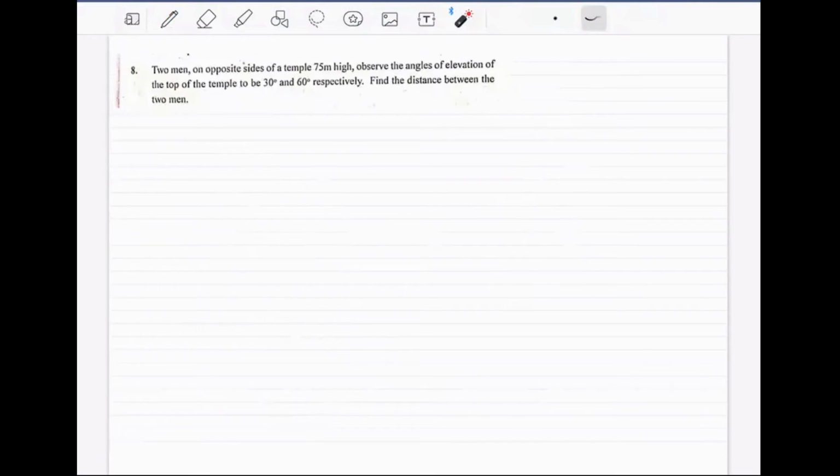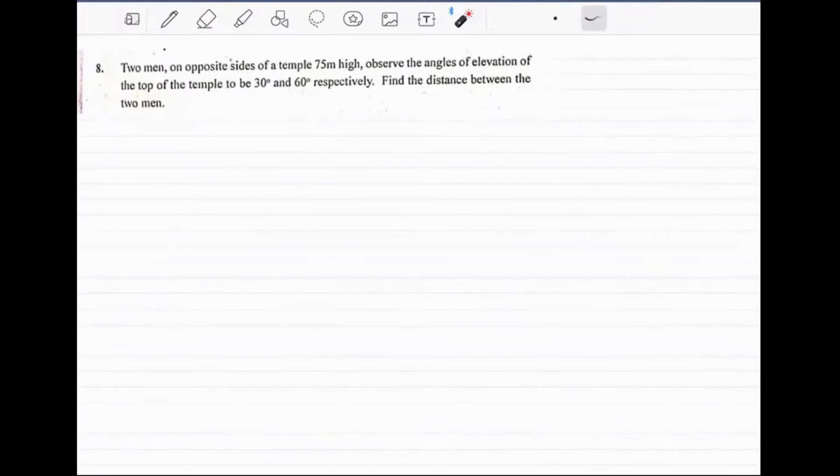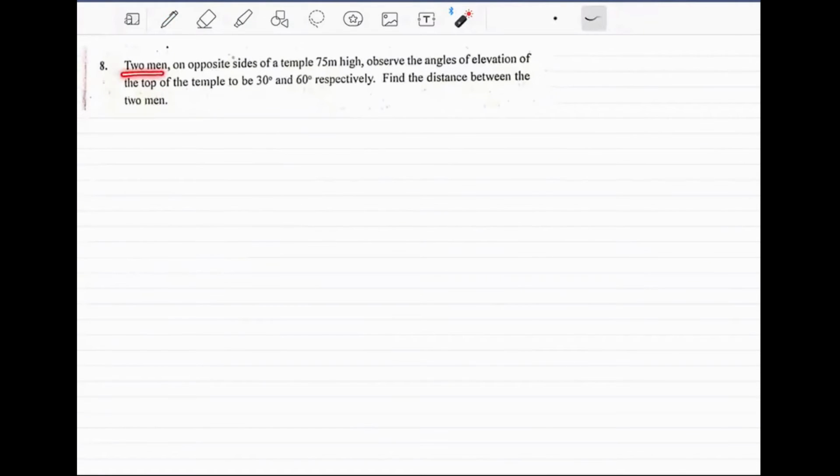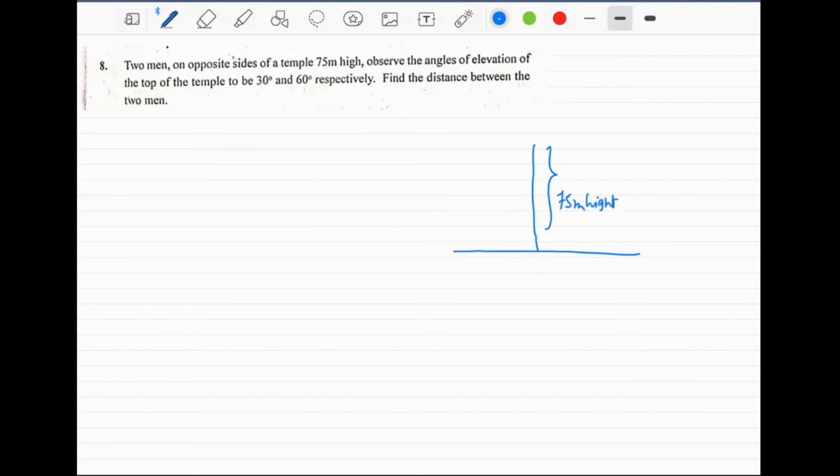Moving on to question number 8. This is a very important question actually. Look. Two men on opposite sides of a temple 75 meter high. You can start drawing from here actually. There is a temple which is 75 meter high. There is a ground here and here is a temple. How tall is this? This is 75 meter high. Okay, no need to write high or something.